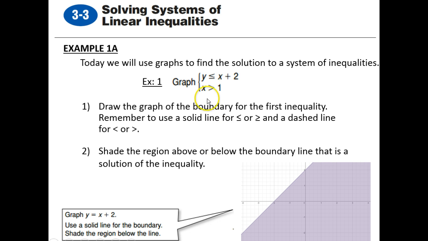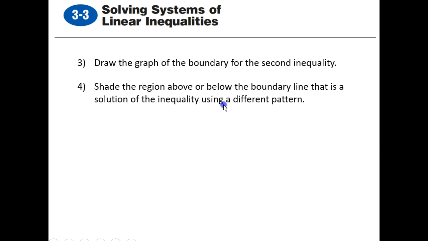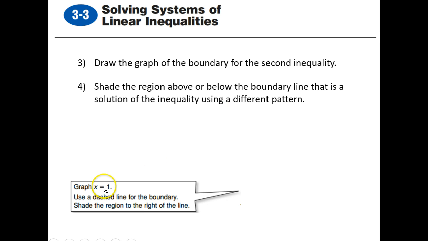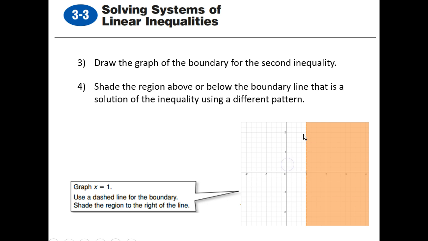The next inequality we're going to graph on the next slide is x greater than 1. Remember, x equals 1 means a vertical line at x equals 1. And this time we make it dashed because it's not less than or equal or greater than or equal to, it's just greater than. Since x is greater than 1, we shade on the right-hand side. Okay, this is kind of review.